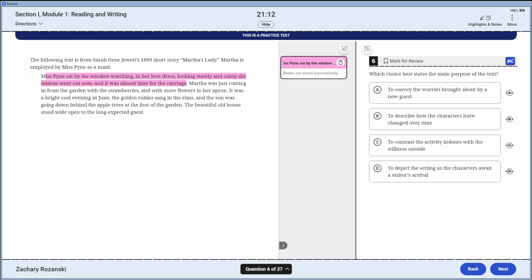Main purpose of the text. Oof, we've got to read and we've got to summarize. Miss Payne sat at the window in her best dress, looking stately and calm. She seldom went out now. It was almost time for the carriage.